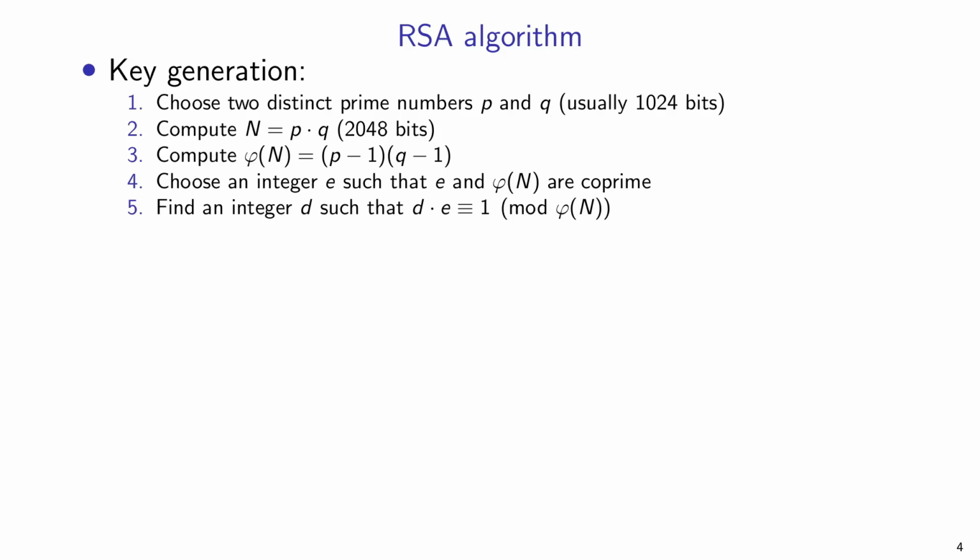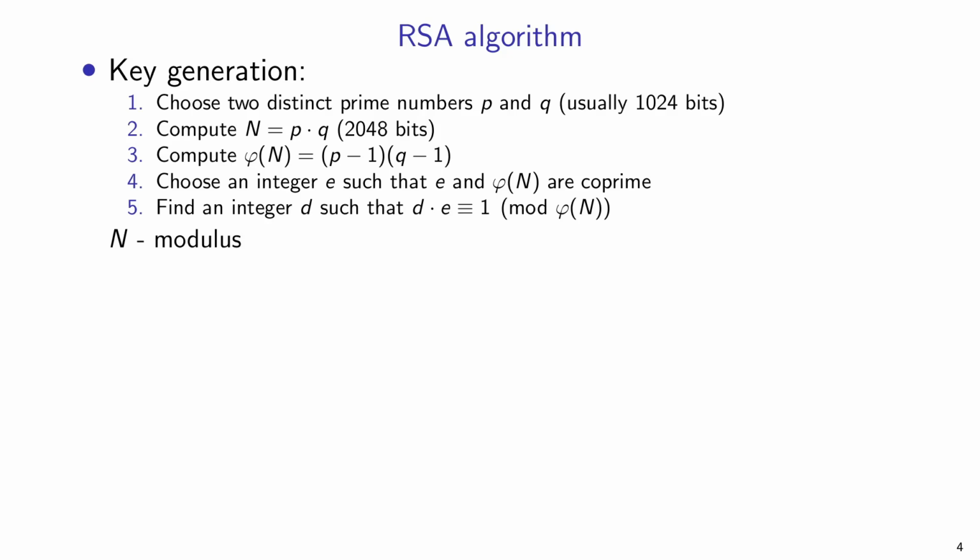Then, after we have picked e, we find an integer d such that d multiplied by e and divided by phi n will have the remainder 1. Again, there are algorithms to calculate it easily. And that is it. We have generated the key.